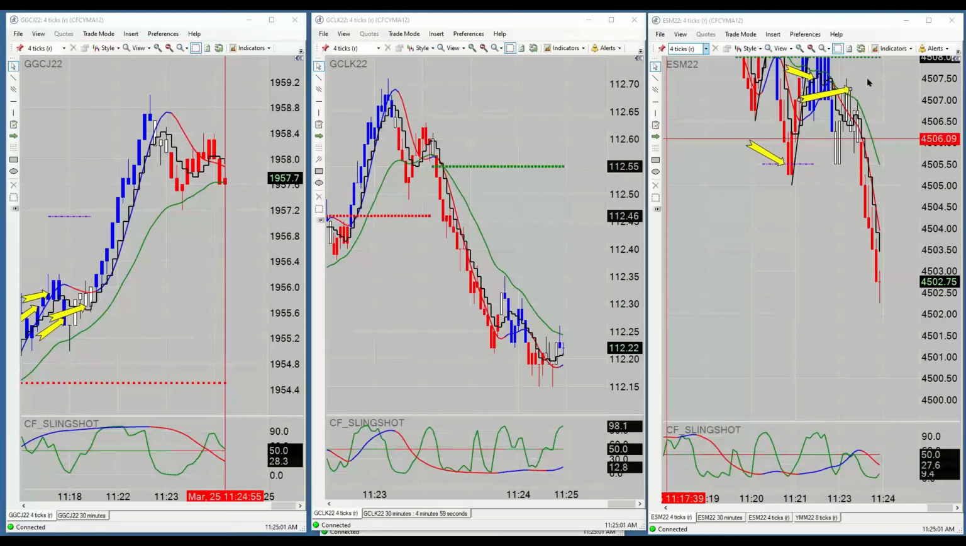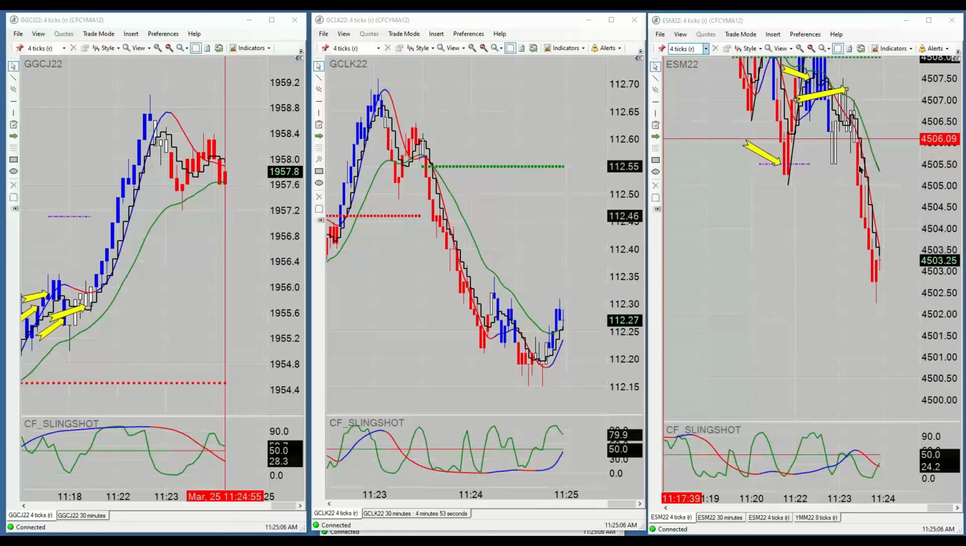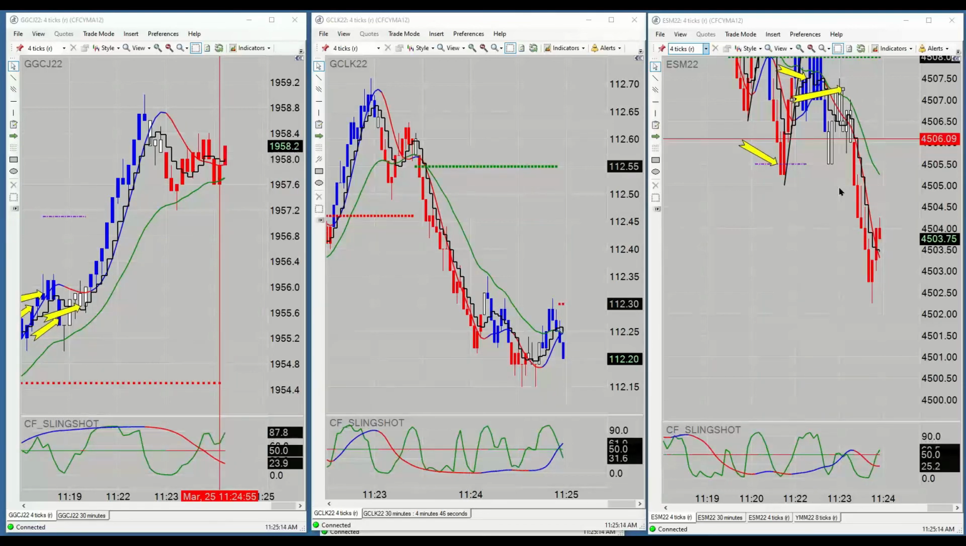But if you grab this one from over here, and when I was paying more attention to it, then I probably would have let it run a little bit more. Not too much. I probably would have gotten out right down here and taken some profit on it. But it's the same thing again and again.